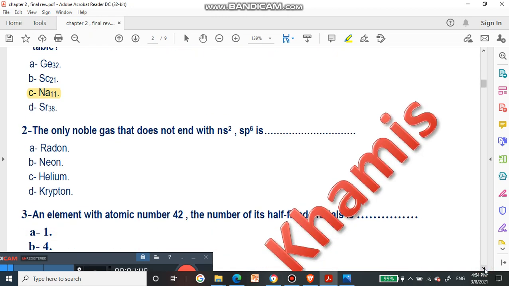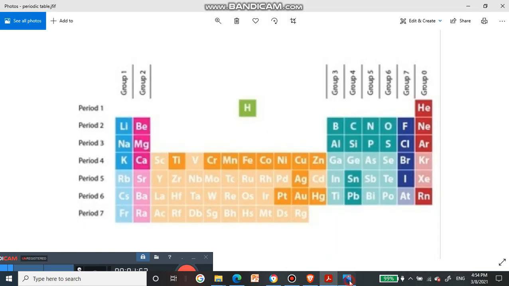Question 2: the only noble gas that doesn't end with ns2 np6. When you look at group 0, we have helium, neon, argon, krypton, xenon, radon. Which one doesn't end with p? The first one in period 1, helium, has 2 electrons in the first energy level, as it ends with the s sublevel filled with 2 electrons. So it will not end with p at all.